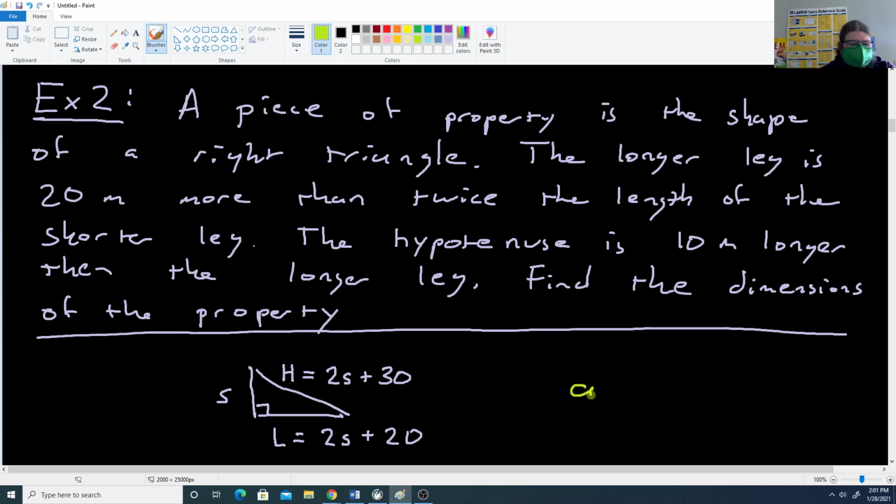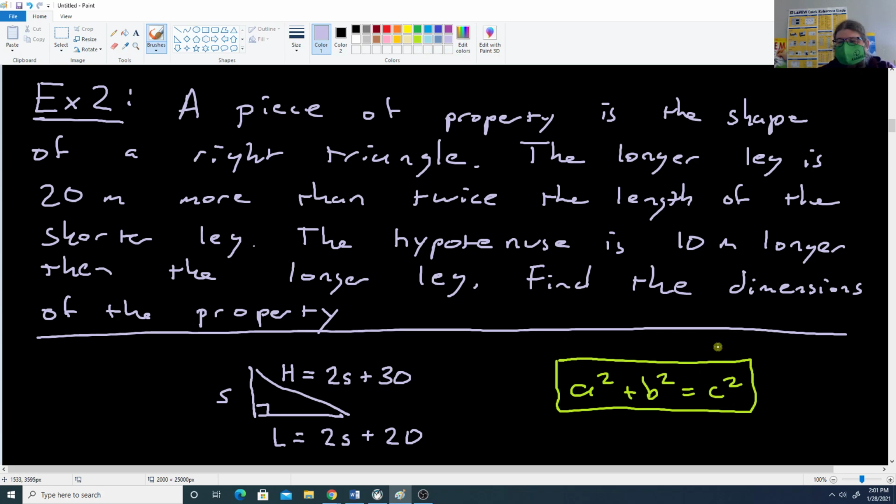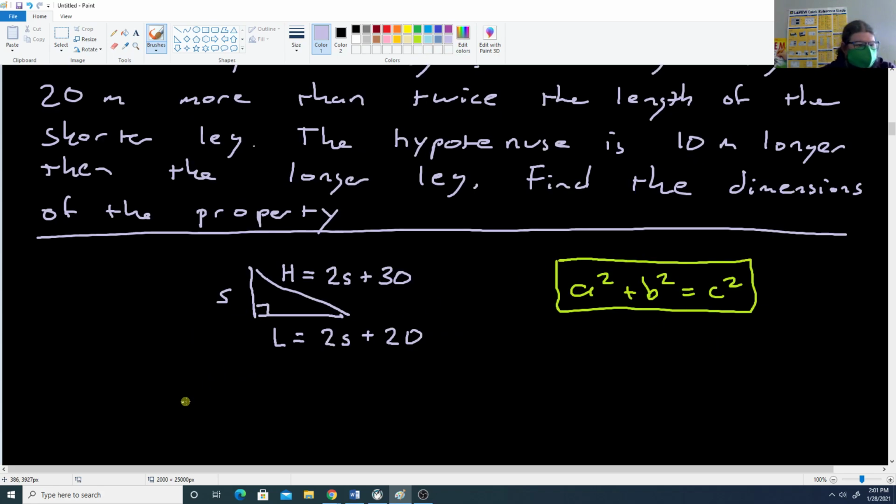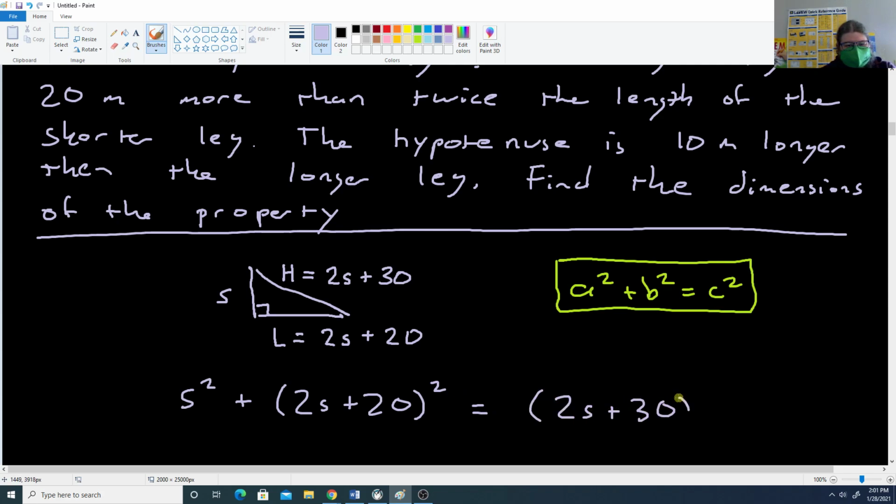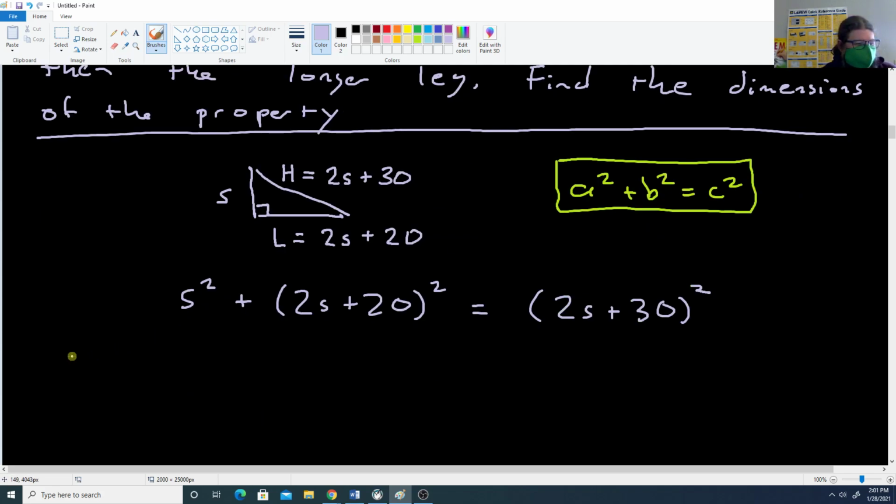The equation we're going to use is the Pythagorean theorem. So we're going to use this equation here. So what we'll get is S squared plus the longer leg squared equals the hypotenuse squared. The hypotenuse is always C. So we have this. We're going to have to set up and FOIL this out, and then we'll combine like terms, and we'll see if we can solve the result for S.